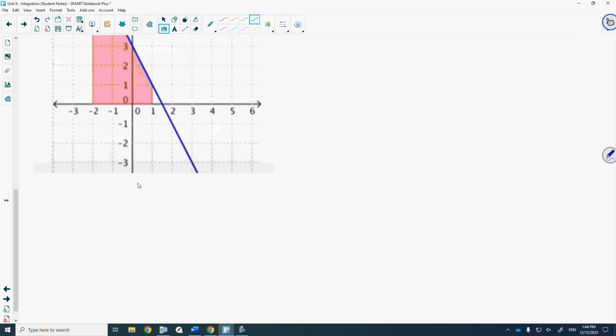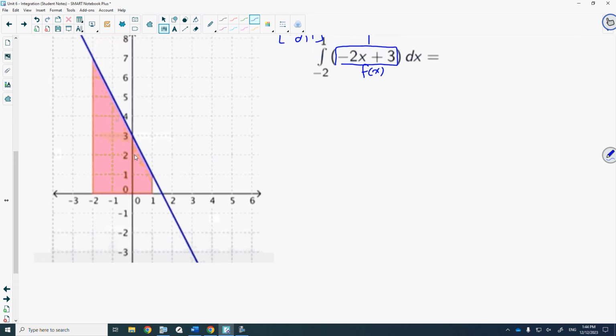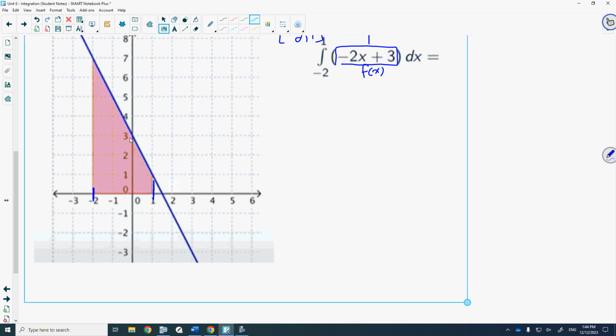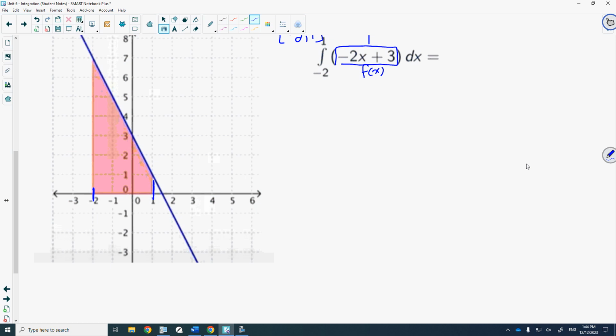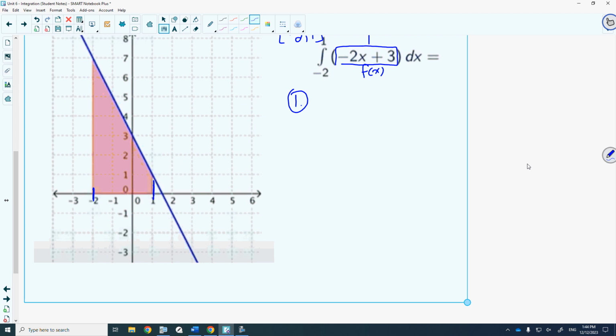So here's the linear function with a y-intercept of 3, and we want the area from negative 2 to 1. So the area under the curve, remember, we're going to calculate this area in several different methods. The first method is going to be the longest method, and it's what we did yesterday: using the limit definition of the definite integral.